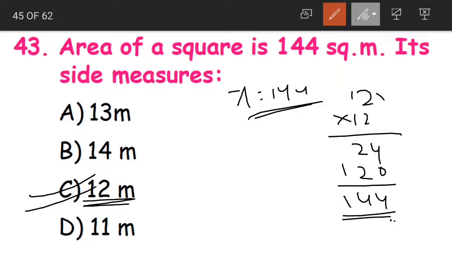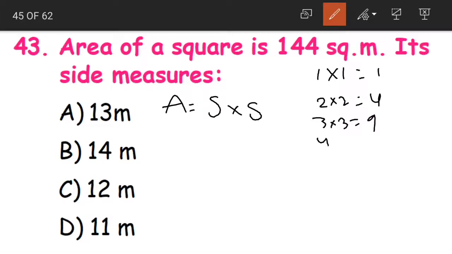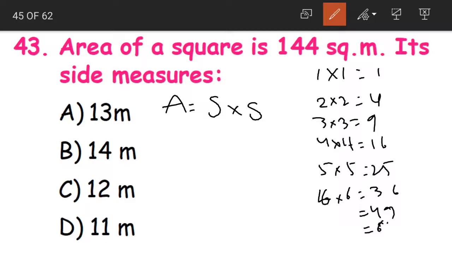correct or not. And coming to the other method, A is nothing but S into S, side into side. So we will take each number starting from 1. 1 into 1, 1, 2 into 2, 4, 3 into 3, 9, 4 into 4, 16, 5 into 5, 25, 6 into 6, 36, 7 into 7, 49, 8 into 8, 64, 9 into 9, 81, 10 into 10, 100, 11 into 11, 121, 12 into 12, 144. Here we got our 144.